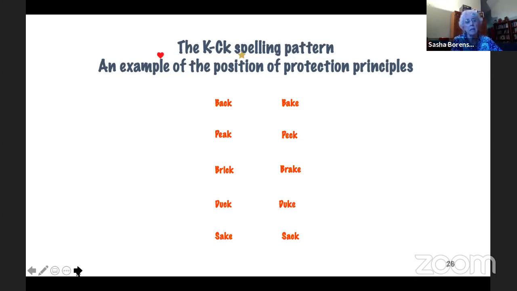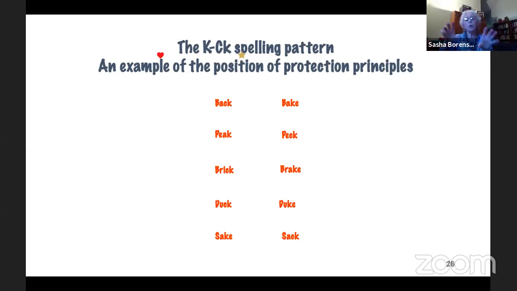Has anybody seen a pattern yet? Who's willing to say what they think the pattern is? Yes, please. We use CK with weak vowels and K with strong. Yes.